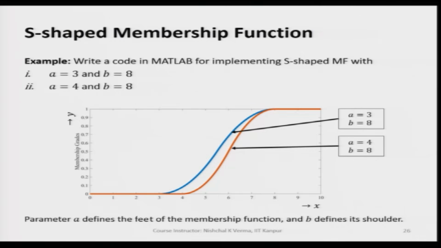As I mentioned, if we change the values of A, we can suitably change the place of the feet. And in these two cases we have B constant. B is not changing, so the shoulder remains at the same point in both cases. This way the S shaped membership function can be plotted.